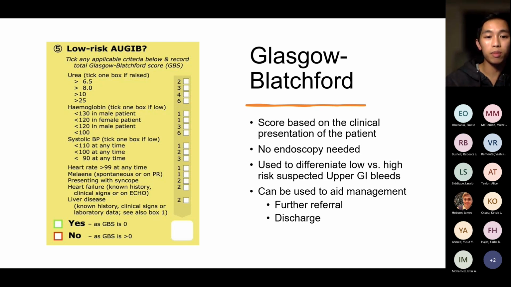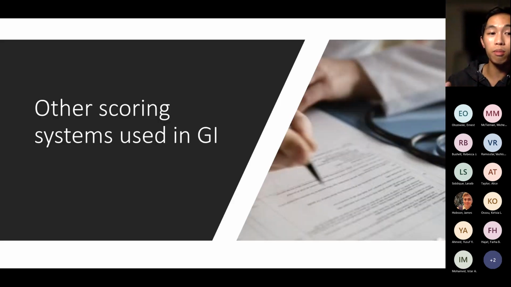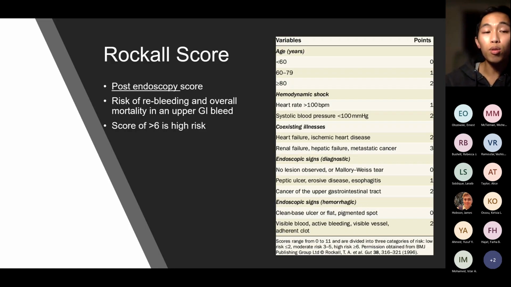So the other scores in that question are also scoring systems used in GI. So we'll briefly go through them now. The Rockall score is also used when determining risk in a GI bleed. However, this is a post-endoscopy score. So it's taking not only the patient's clinical presentation, but also any signs seen on endoscopy. And any score above 6 is high risk.